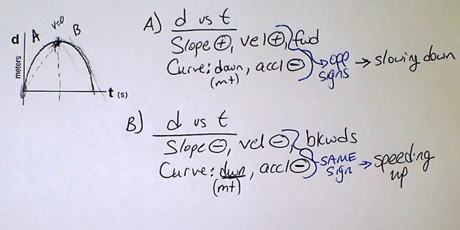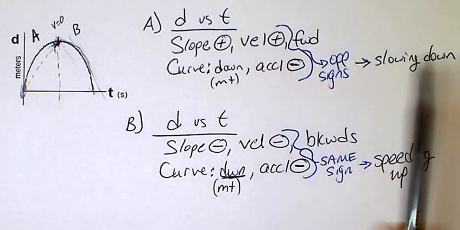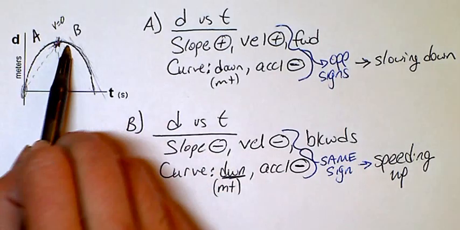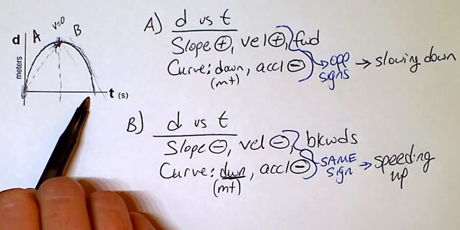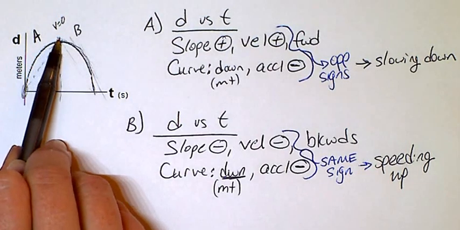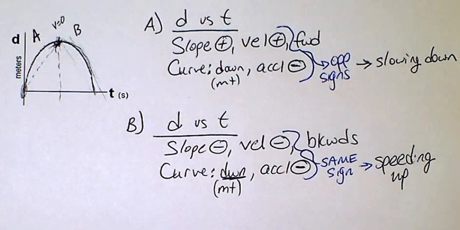So what happens here is the object is going forward and slowing down, and then for a split second it stops, and then on the way back it's going backwards and speeding up. So the object went forward and slowed down, stopped for just a second, and then turned around backwards and sped up. This is like what a graph of throwing an object up, like a projectile straight up in the air, would look like.